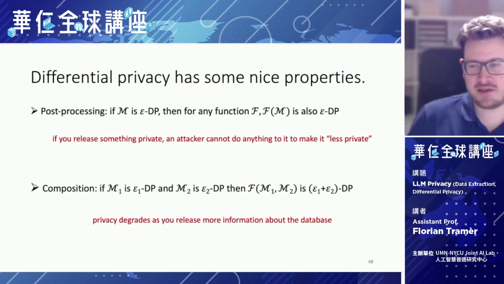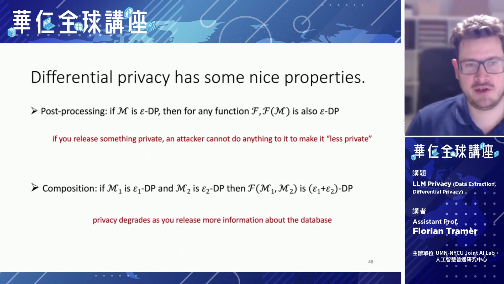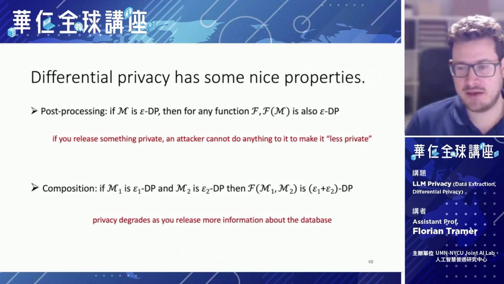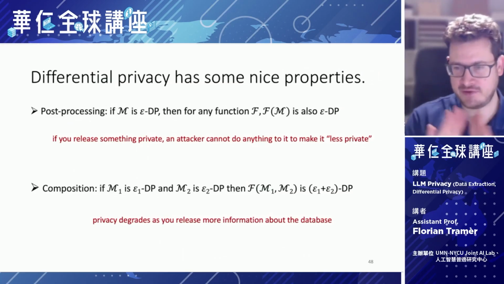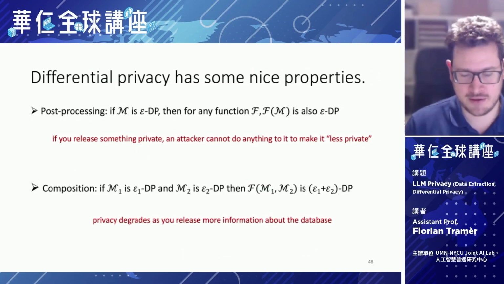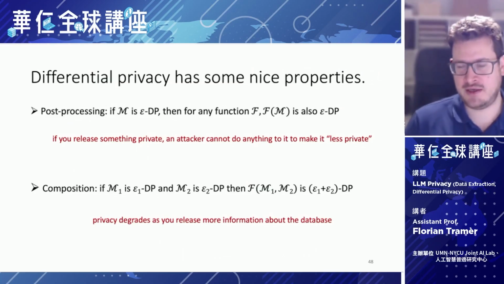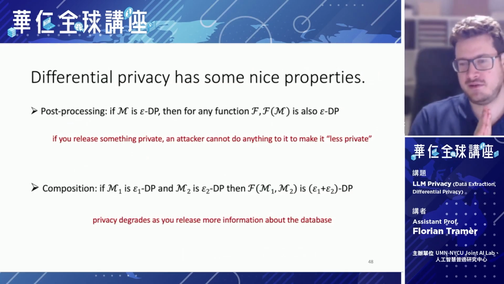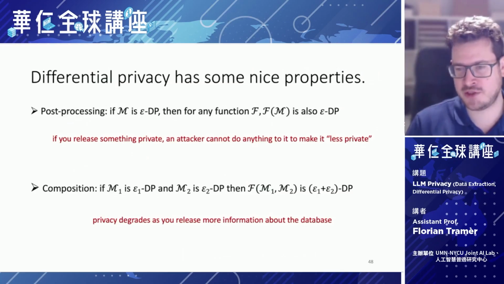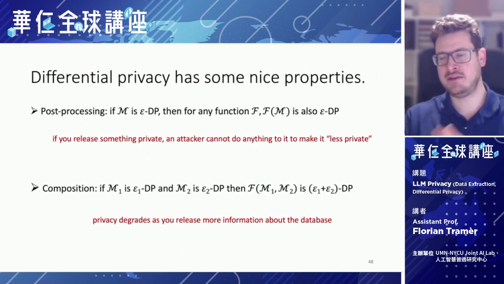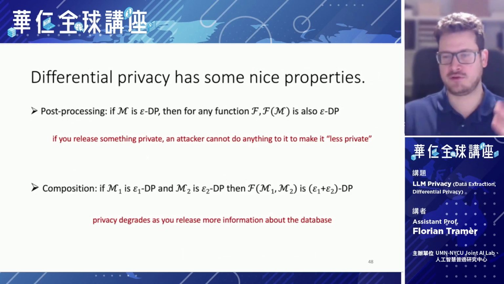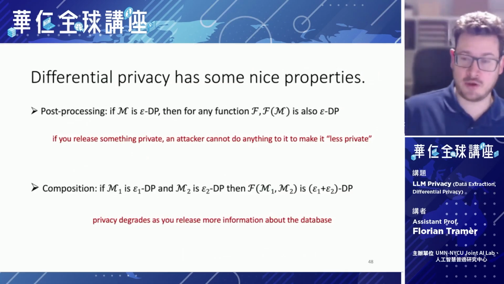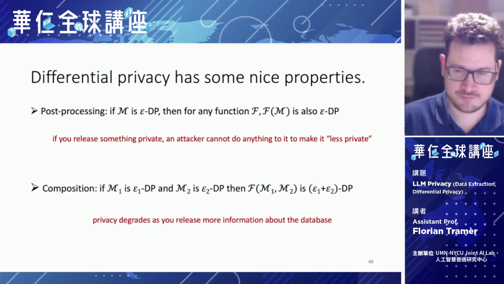By post-processing, we mean that if we have a function that's differentially private, and we then apply any other function f on top of our differentially private function, some other function that does not depend on the data, then we stay differentially private. In particular, this means that if you release some data, or say you train a machine learning model with some differential privacy guarantee, anything that someone then does with this machine learning model cannot break the differential privacy guarantee. You cannot lose privacy after the fact, as long as you don't look at the training data. So that's post-processing.